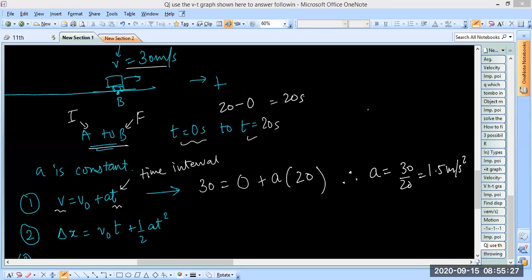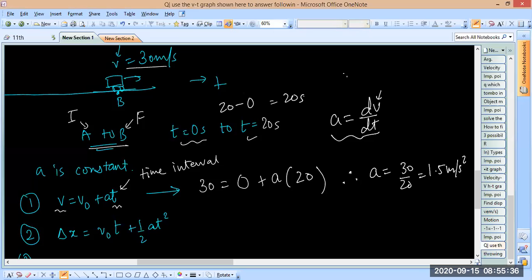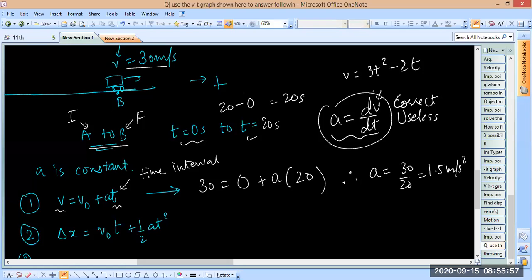Now, there was just one question. Let me answer that. Can't we do it like this? No, because the expression for v is not given. For example, in some questions, I told you that a particle is moving and the velocity is something like this. Then you could use this. But here, such a thing is not given. So although this is correct, it is useless, right? Because you can't do anything with that in this situation.